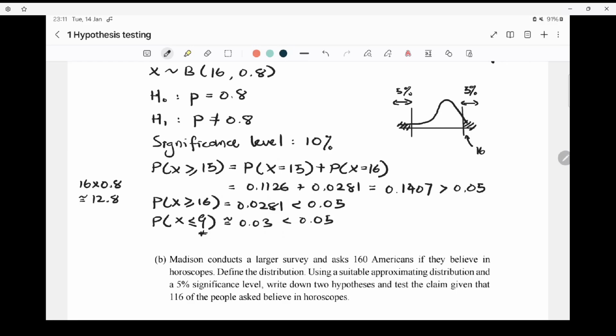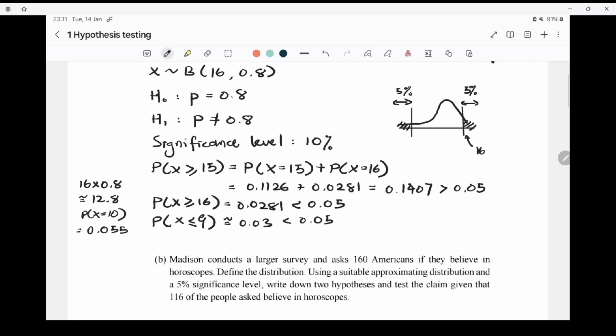So in this case, you can start with testing P(X) equals to 10, and you can calculate 16C10, for example, 0.8 power 10 and then 0.2 power 6. So if you calculate, this is 0.055. So this is definitely greater than 0.05. So definitely you want to start with x equals to 9, for example.